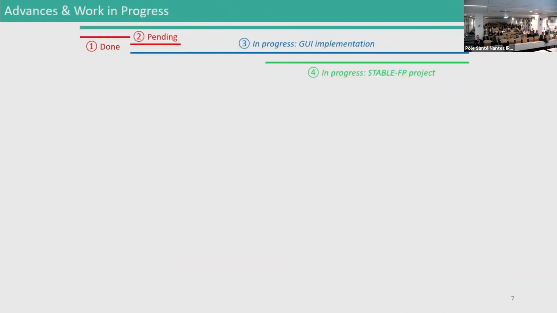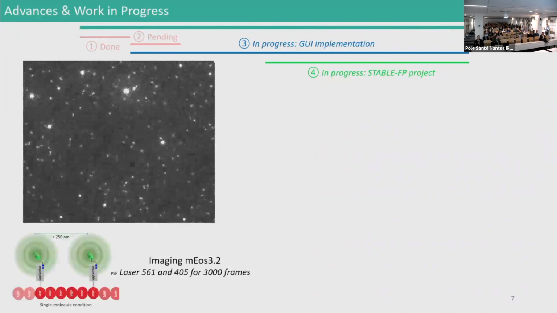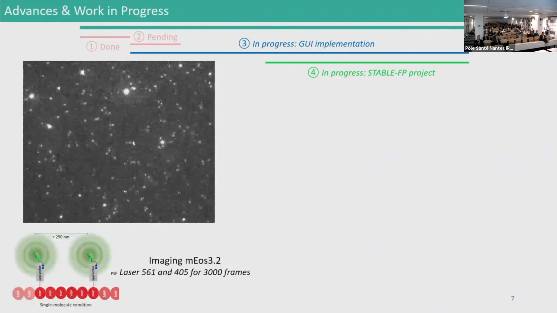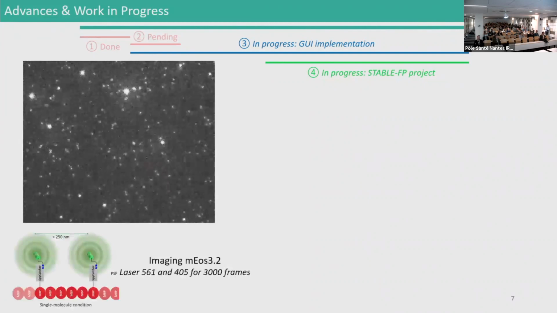So now we'll talk about the advance of this project. I will be mainly focusing on the two big parts in blue and green. So for that, here is a beautiful single molecule image of MEOS 3.2 protein.